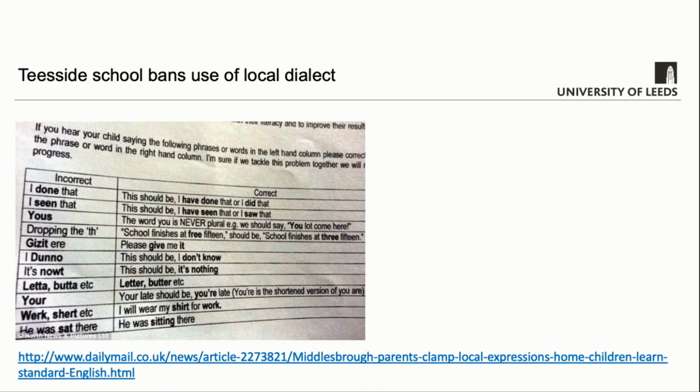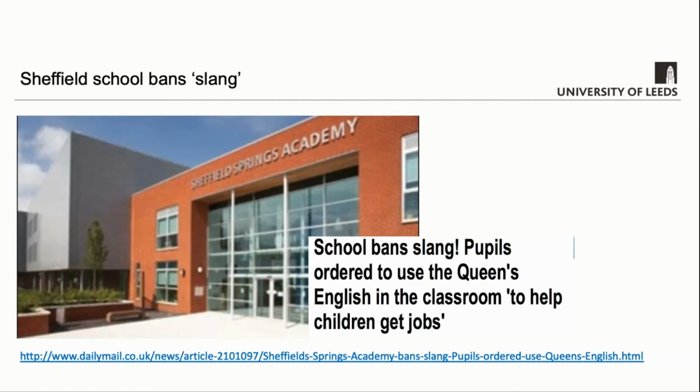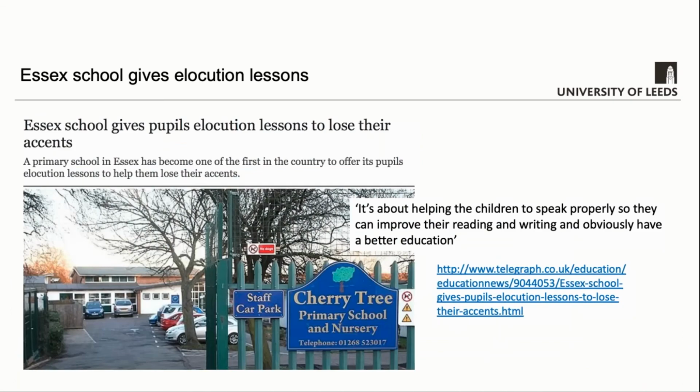Now, this Teesside story is by no means unique. Similar reports have emerged based on the actions of schools elsewhere in the UK. So, for example, in Sheffield, the headline from the newspapers here was that this school was banning slang and asking them to speak the Queen's English to help them get jobs. In Essex, this primary school was offering their pupils elocution lessons to change their accents. Again, the rationale behind this, there's a quote there from one of the teachers, is it's about helping the children to speak properly so they can improve their reading and writing and obviously have a better education. Shortly, we're going to interrogate that use of the word obviously, because I'm not sure this link between speech and reading and writing is necessarily so obvious, so we'll come back to that.